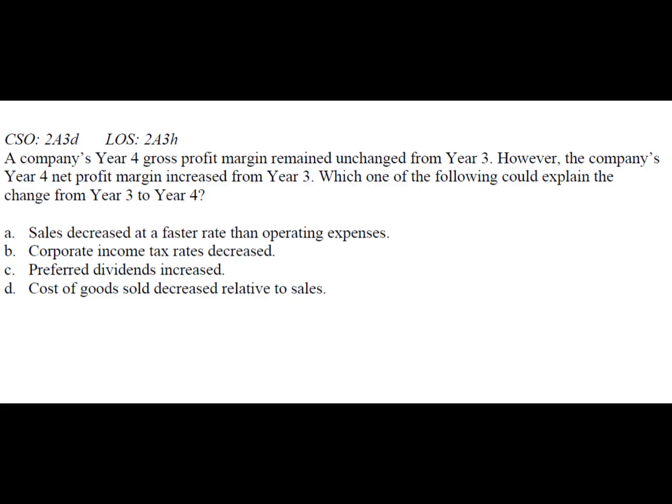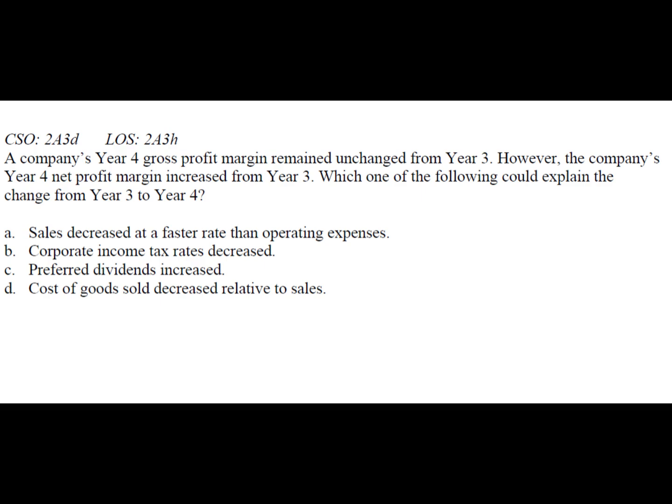C. Preferred dividends increased. Incorrect. Preferred dividends affect earnings available to common shareholders and EPS, but they do not affect net income or net profit margin. D. Cost of goods sold decreased relative to sales. Incorrect. If COGS decreased relative to sales, the gross profit margin would increase, contradicting the question. Correct answer, B. Corporate income tax rates decreased.